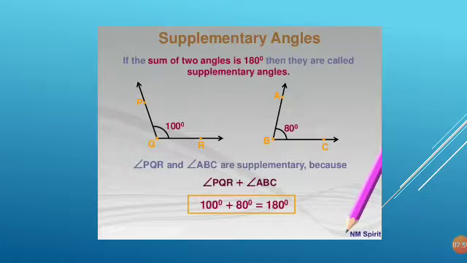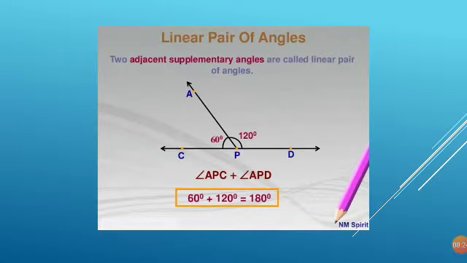So angle PQR and angle ABC are supplementary because angle PQR plus angle ABC, 100 degrees plus 80 degrees, gives a value of 180 degrees. For example, 60 degrees and 120 degrees are supplementary angles. 60 degrees plus 120 degrees gives 180 degrees. That is called supplementary angles.